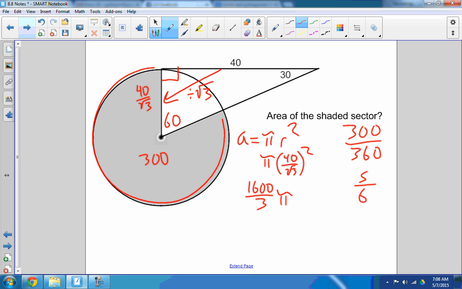So now we multiply these. So 1600 over 3 pi times 5 over 6, and we get 8,000 over 18 pi, and we can simplify that to being 4,000 over 9 pi. And that is the end of this lesson.